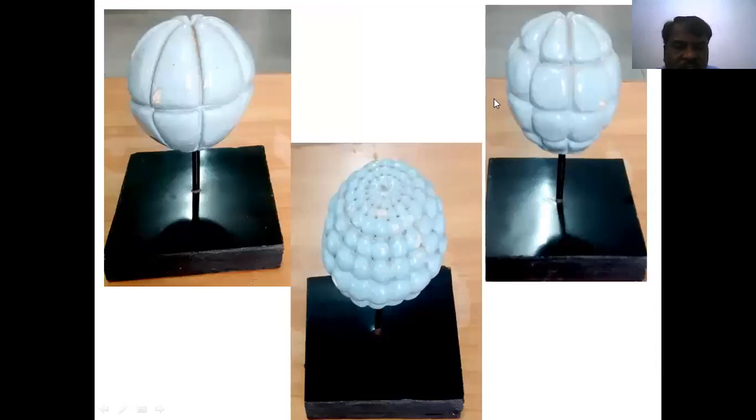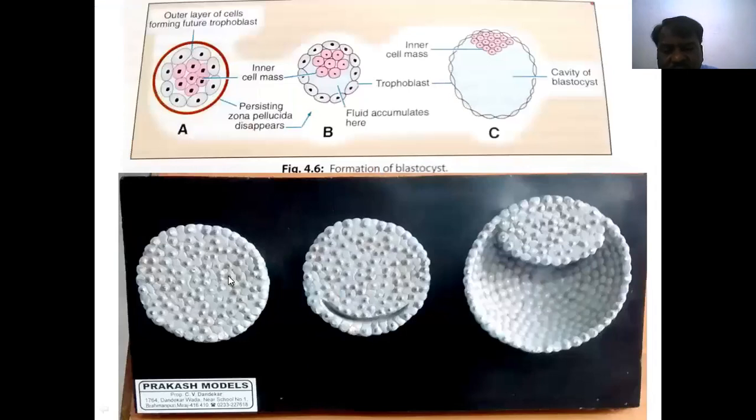Then again 16, 32, 64, like this the cleavage takes place. Now, when you take a section of this blastocyst, a half section, we can identify the inner cell mass and the outer cell mass. Then there is the blastocele or blastocyst cavity formation. See the diagram in the IBC textbook. See the outer cell mass, and this is the inner cell mass.